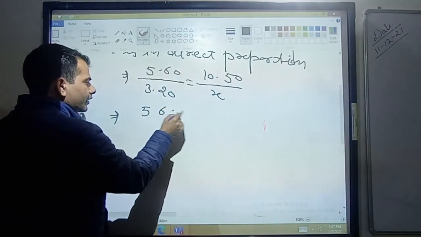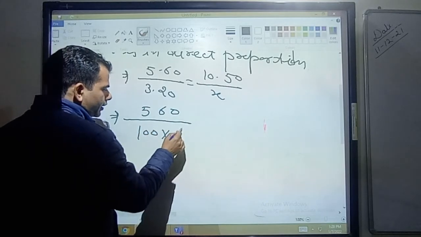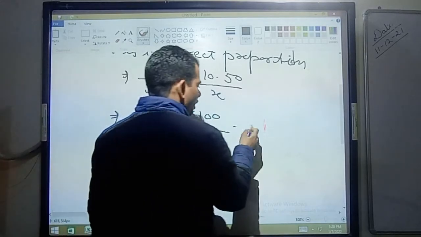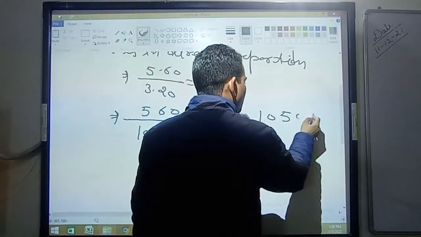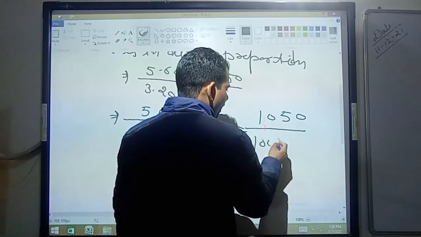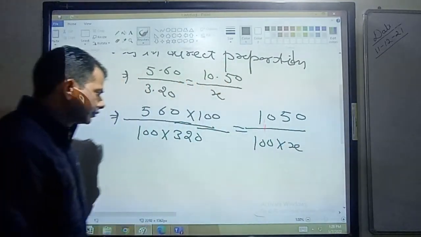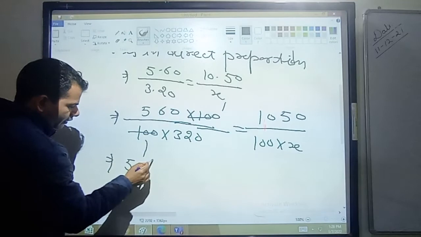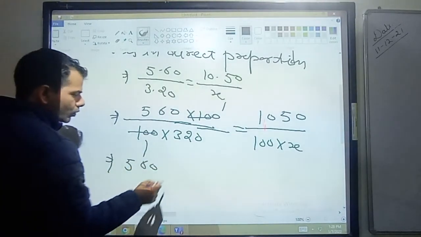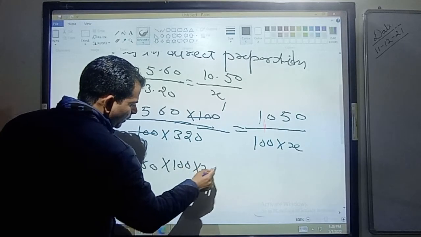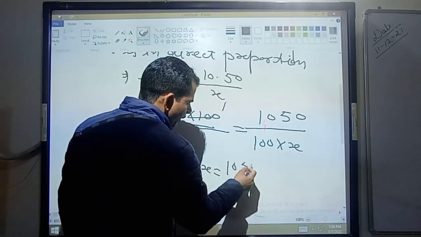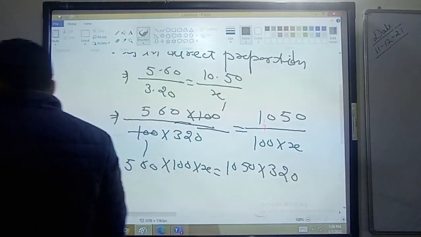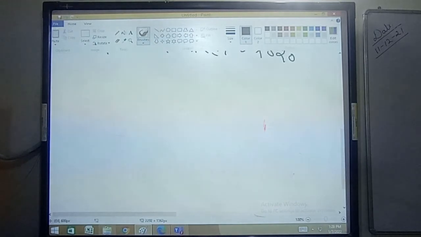डेसिमल जो है उसको बनाएंगे, ये 100 हो जाएगा यहाँ पे 320, यहाँ पे 100. ओके. Now 1050 decimal हटाएंगे, जब 100 हो गया, ये x. ओके. Now 100 to 100 cancel out. 560 into 100 into x, cross multiplication, and 1050 into 320. Am I right or wrong? Right. Okay.